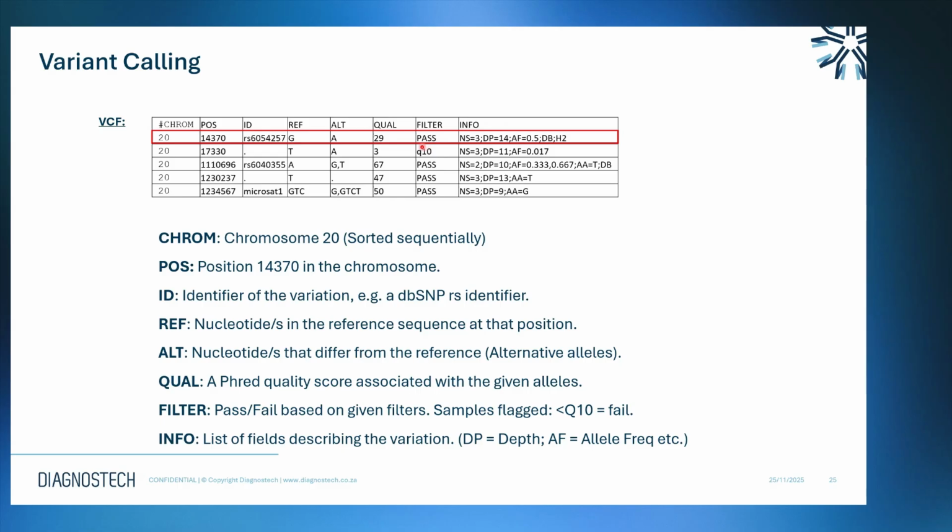Just for example, you can see this variant was called with very low quality, and it has failed the filter. The reason for failure is that the quality is less than a Q-score of 10. So this is probably not a true variant.